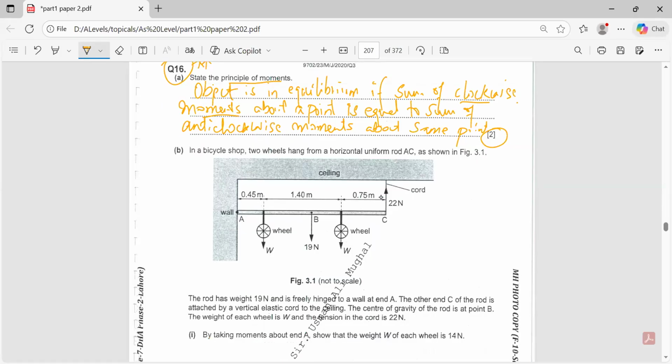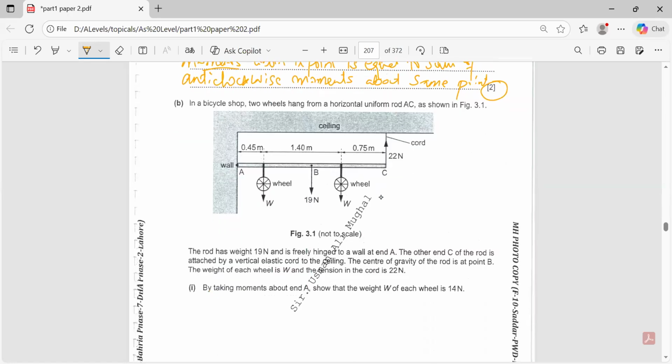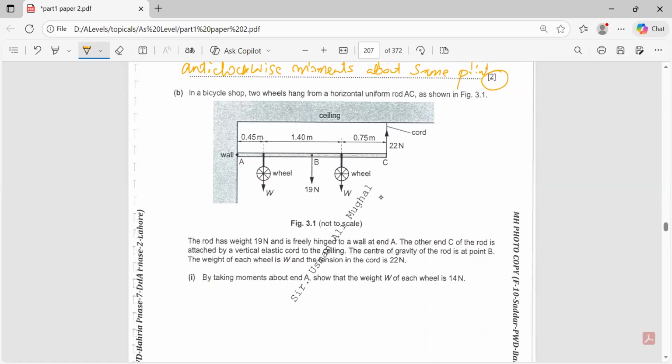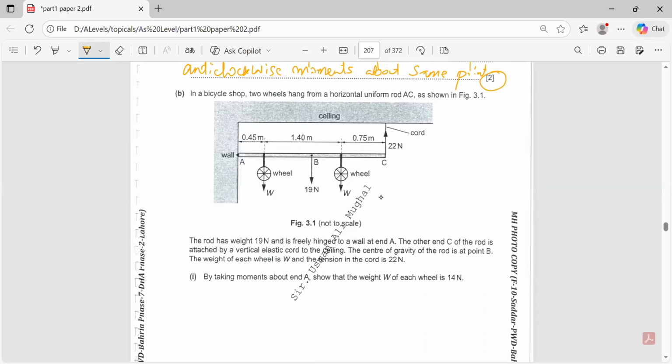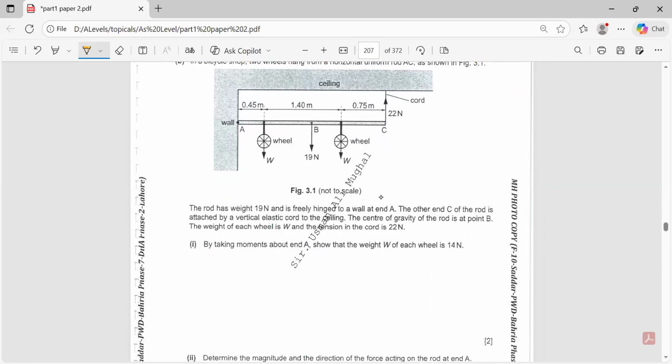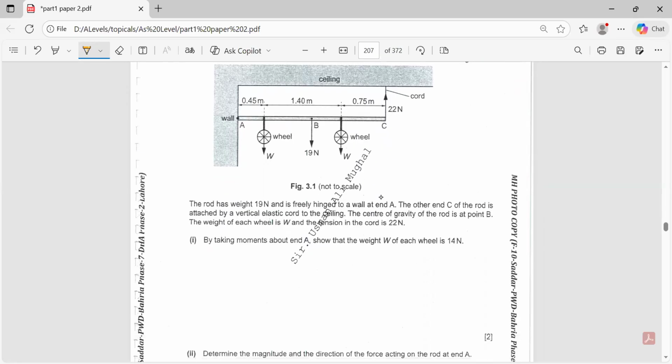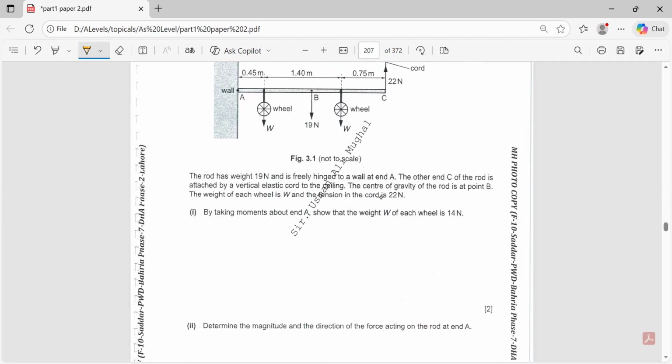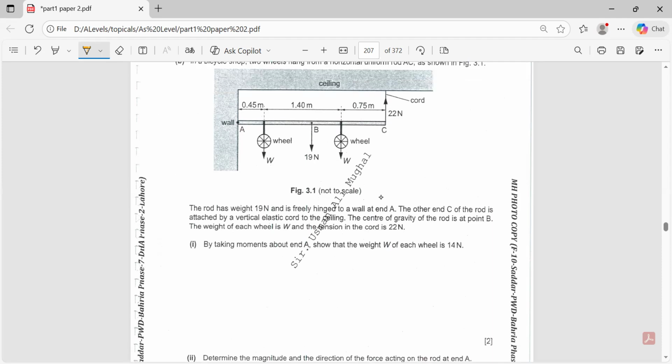So now next question says, in a bicycle shop, two wheels hang from a horizontal uniform rod AC. So there is a uniform rod A to C and it is shown in figure 3.1. This shows that rod has a weight of 19 Newton. The rod which is hanging downward is having a weight of 19 Newton and it is freely hinged to a wall at end A. The other end C of the rod is attached by a vertical elastic cord to the ceiling. The center of gravity of the rod is at point B.